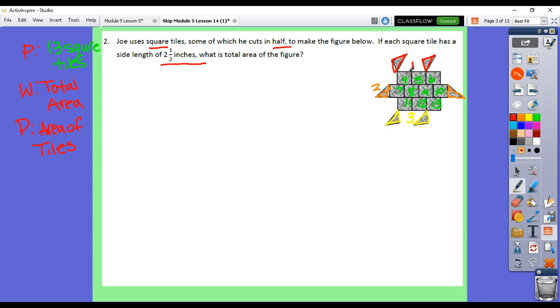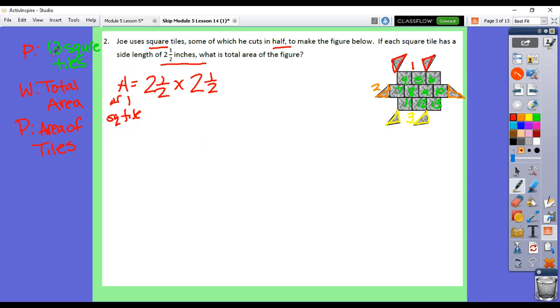The area of one of these. So to find the area of one of my square tiles, I have to take the length, which is 2.5 inches. And remember, it's a square, so the length and the width are going to be the same. So when I multiply that, I'm going to end up with the area of one square tile. So that's the area of one of my tiles.